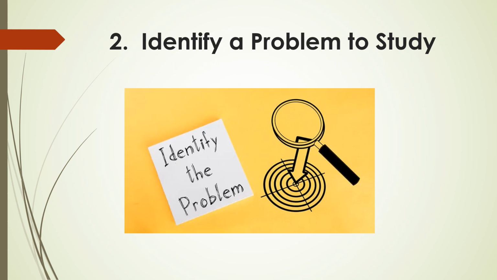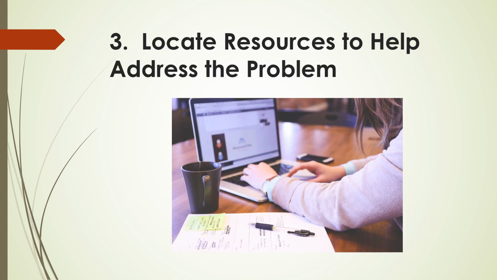Now, the second step of action research is identify a problem to study. We have to decide what to study. Is there a problem that we want to investigate, an area of interest, something that you want to analyze and investigate, like what's going on in my science class? Is that effective? So it starts with deciding what to study, what problem needs to be solved.